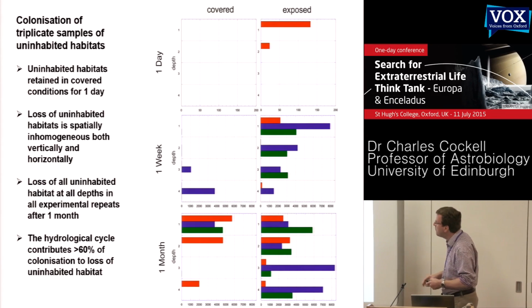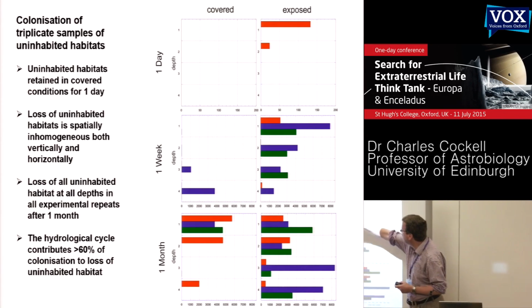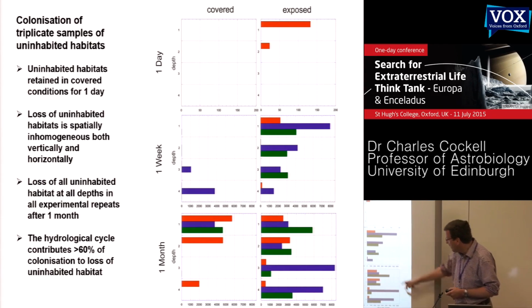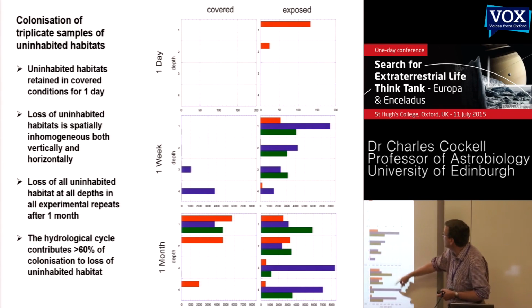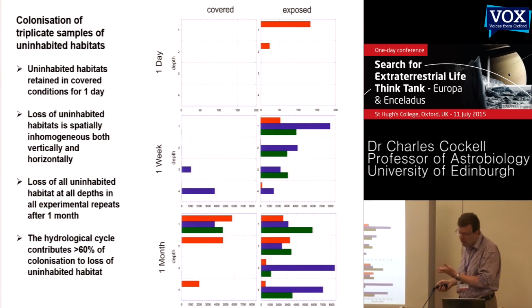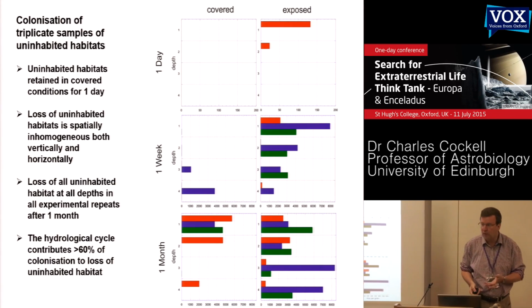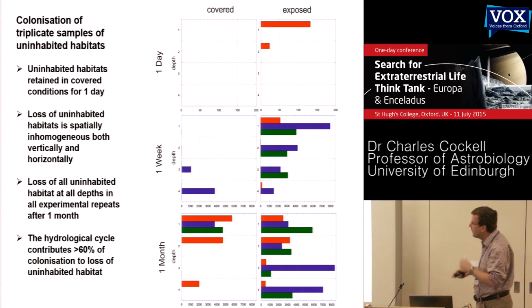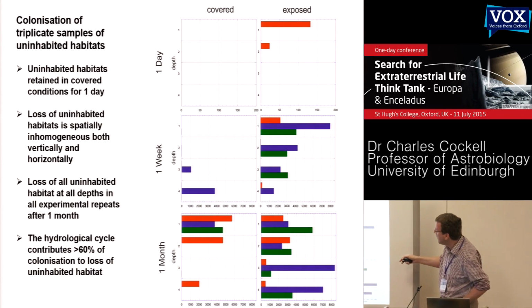So we go from two end-member situations here, where there's uninhabited habitats in the covered samples after 1 day, and colonization of all depths and all triplicates in the exposed samples after 1 month. And what these data allow you to do is to start to quantify the loss of uninhabited habitats on the surface of the Earth. And I've just put some conclusions here.